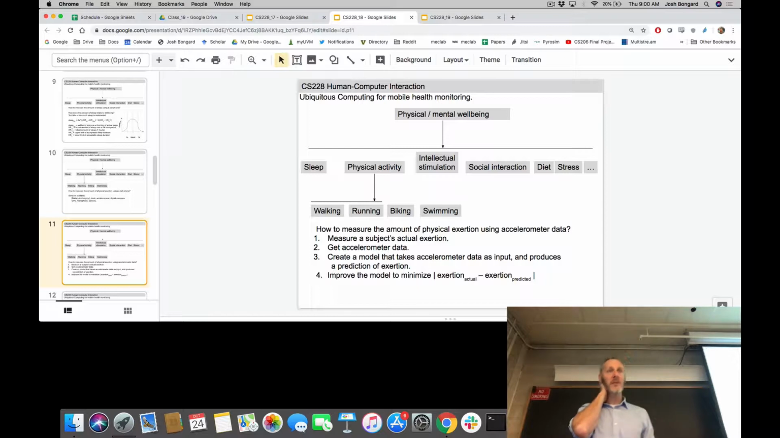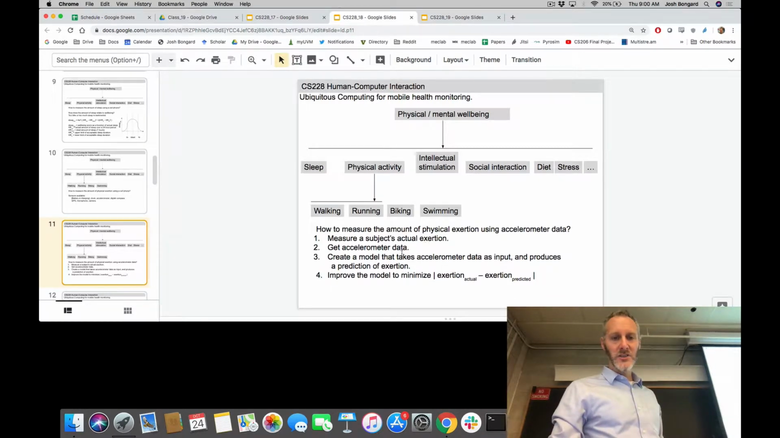We're going to start by measuring a subject's actual exertion. So while a given subject is actually walking or running, how much energy are they actually using? We're going to measure that first. And then we're eventually going to train a machine learning algorithm to predict that exertion. We really don't want to know whether someone is walking or running. Assuming that this is about physical activity, we're trying to predict how many calories they're burning.